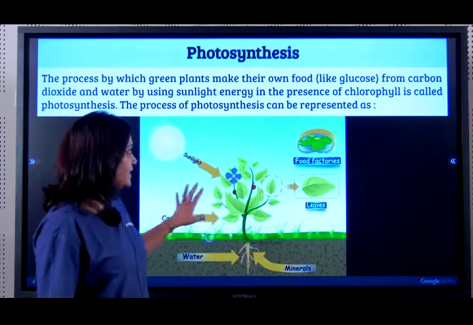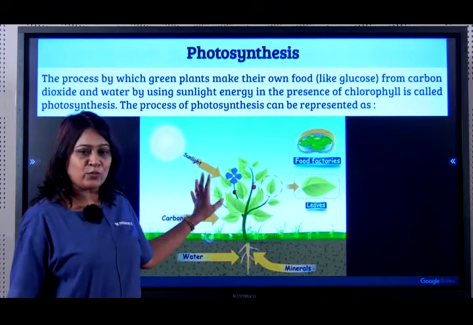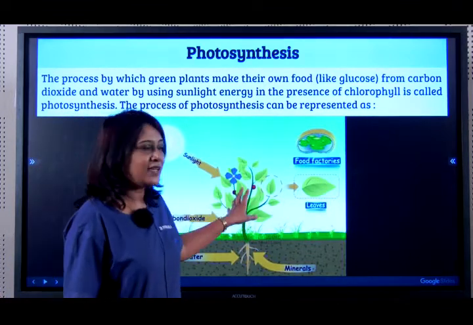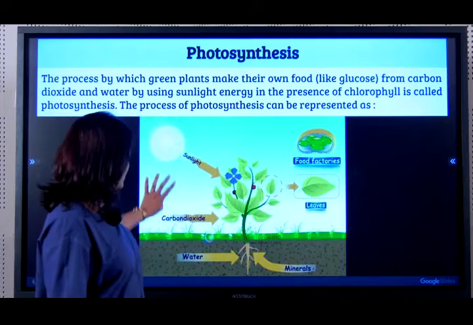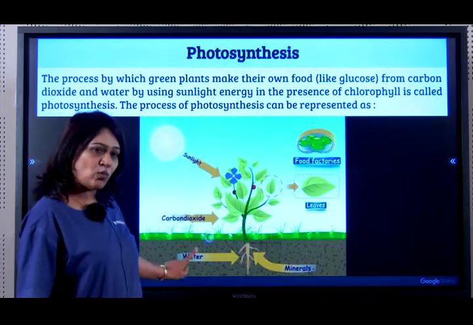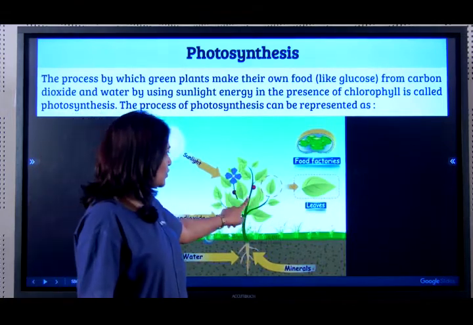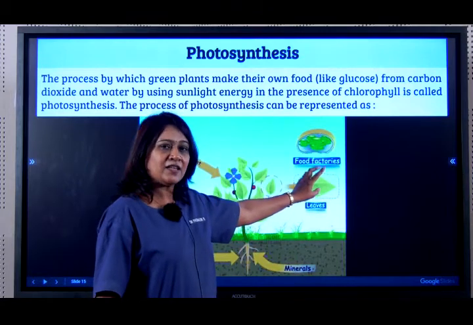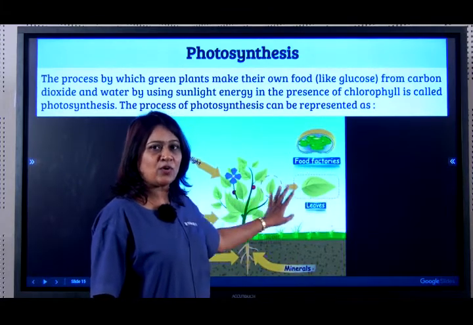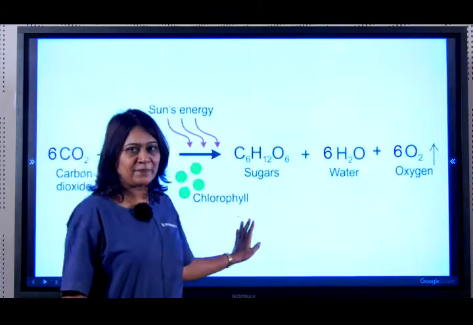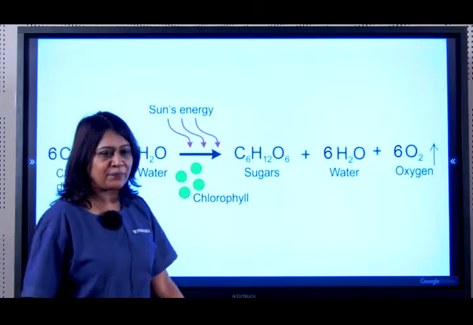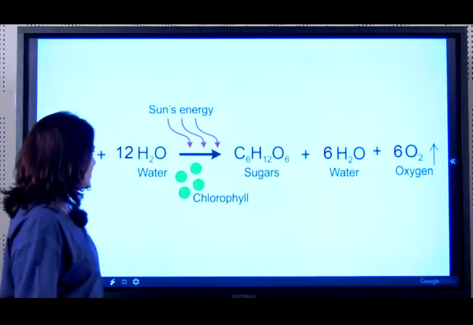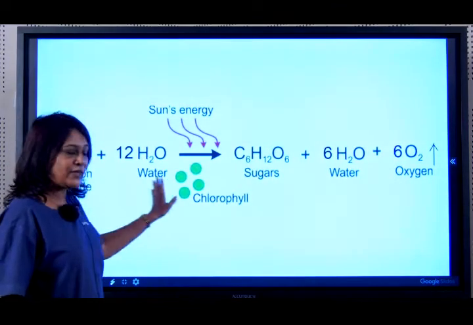So I am going to say this again. The process by which green plants make their own food in the presence of carbon dioxide, sunlight and water, converts it into glucose, and releases oxygen into the air, is called photosynthesis. Okay students, remember this. So this is the chemical equation for that.